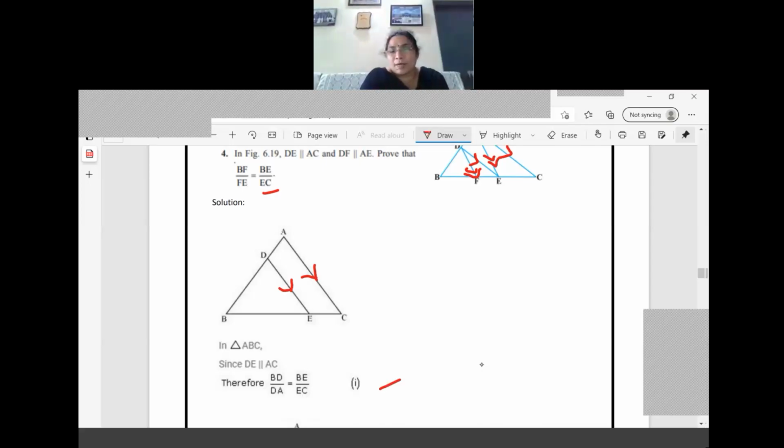We have taken only one parallel line. We have not taken the complete diagram. So DE parallel to AC we have used here. So what is the answer we are getting? BD by DA equal to BE by EC. What is the reason for this? BPT, right?